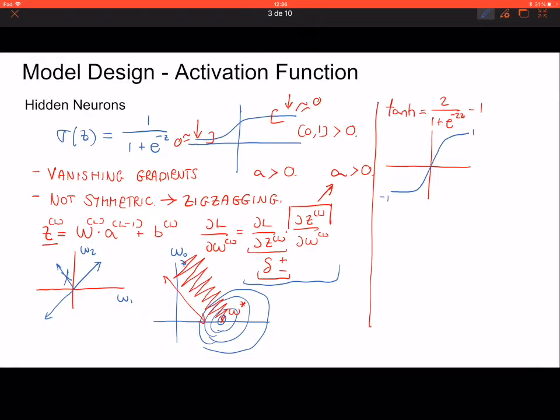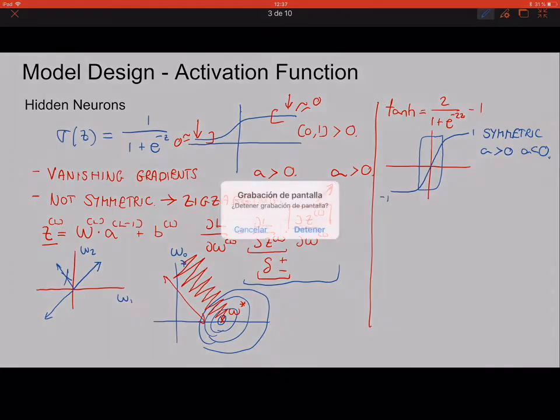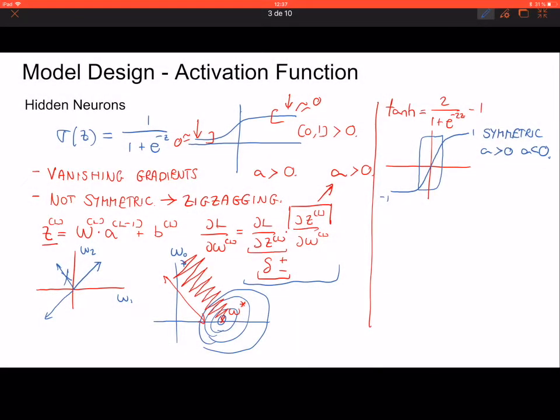There are two nice properties. First, this function is symmetric. So no zigzagging anymore, because now our values a can be zero, larger than 0, or negative. Another nice property is that if you look at the slope here, it's much steeper than with the sigmoid, which means that our algorithm might converge faster.